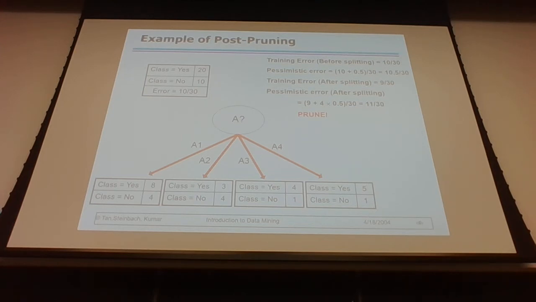Now why divided by 30? 0.5 multiplied by the number of leaf nodes. We didn't split, so this is just one leaf node, so it's 0.5 multiplied by 1. And it's dividing by 30 to figure out a percentage. So what happens? 10.5 by 30.